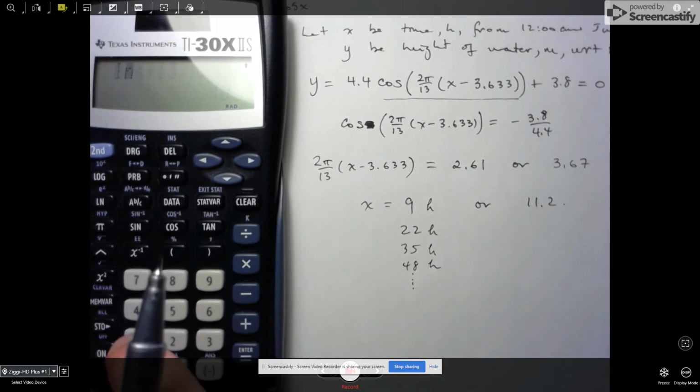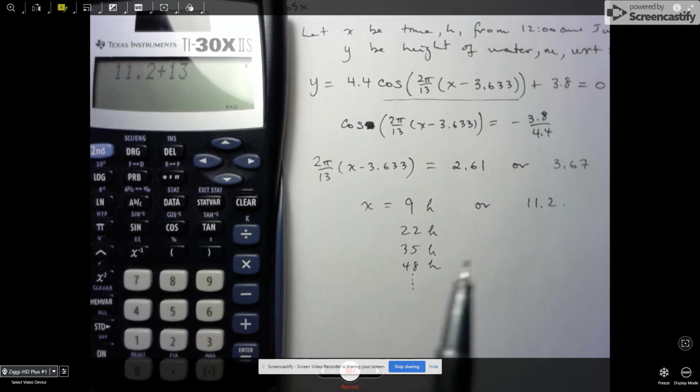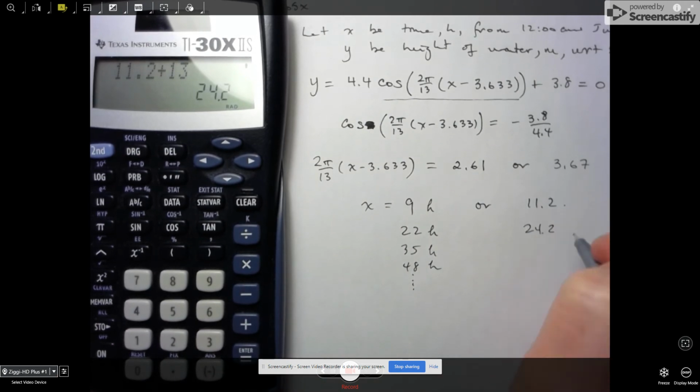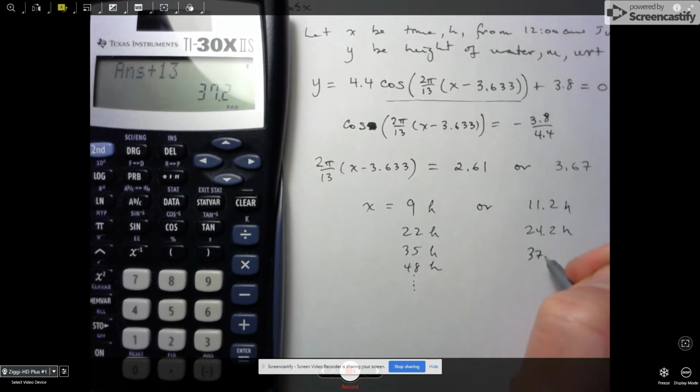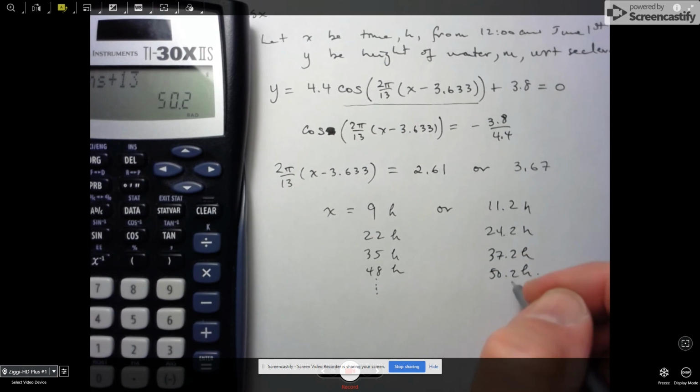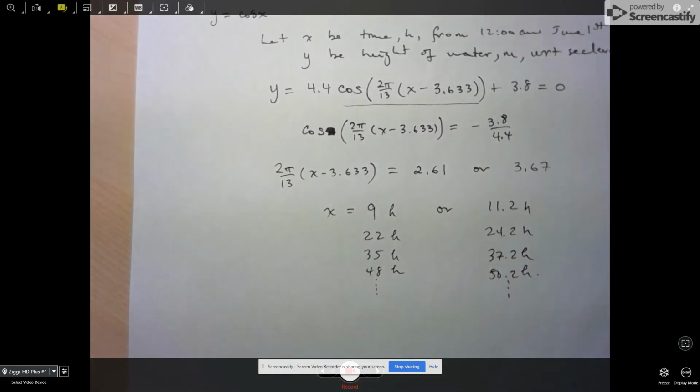And same thing here, 11.2 plus 13 is 24.2 hours, plus 13, 37.2 hours. Plus 13, this will be the last one I do, 50.2 hours. And there are way too many to actually list from June 1st to July 31st. So I'll leave it at that.